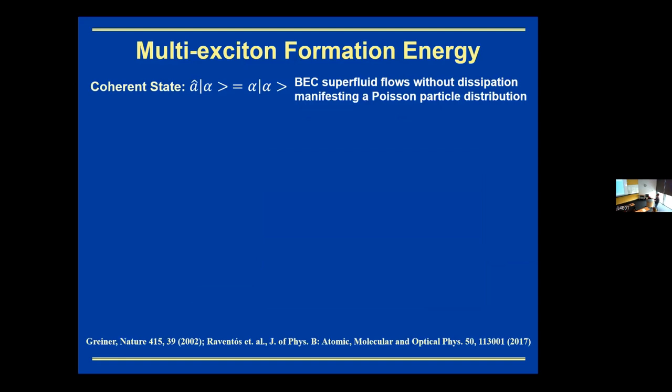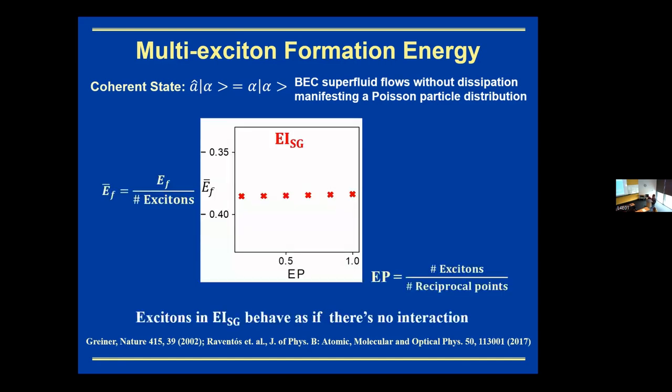First, let's check the formation energy. In a coherent state, like a BEC state of superfluid flow without dissipation, the particle distribution is a boson distribution, meaning there is no interaction, totally random. And amazingly, that's what we found. When we calculate the average formation energy per exciton, basically we calculate the total exciton formation energy as a function of EP, meaning electron population. As you increase the population of electrons in the lattice, you can see this average formation energy is constant. So excitons behave as if there's no interaction. This is very amazing because, as I said, there are so many interactions, so many particles, Coulomb interaction, right? But the net result is almost no interaction.